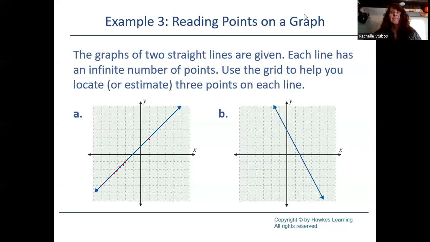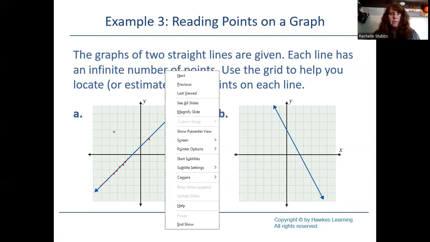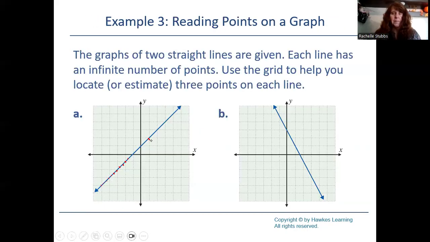Sorry about that. Okay, so we have these two straight lines. It just wants us to pick 3 points. So I'm going to put a point, and I'm going to try to do it so it's right at an intersection of the smaller grids. I'm going to pick a point right here. And if I count, that's 1, 2, 3 to the right, and 1, 2, 3, 4 up. So that would be the ordered pair 3 and 4.